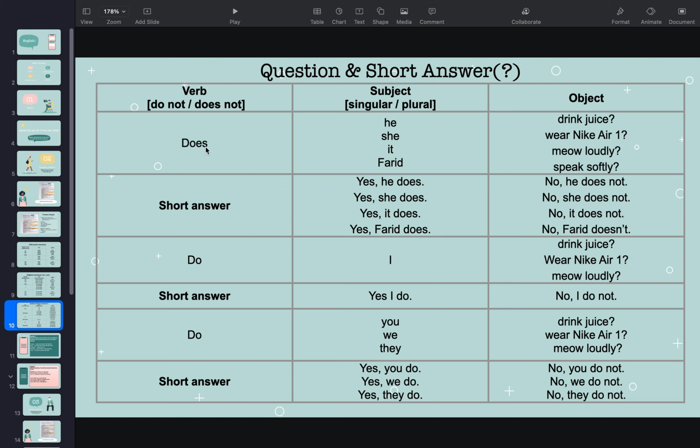Dekat sini, follow je. Does he drink juice? Yes he does. No he does not. Does she wear Nike Air One? Yes she does. No she does not. You can choose. Okay, you can refer to this table soon.